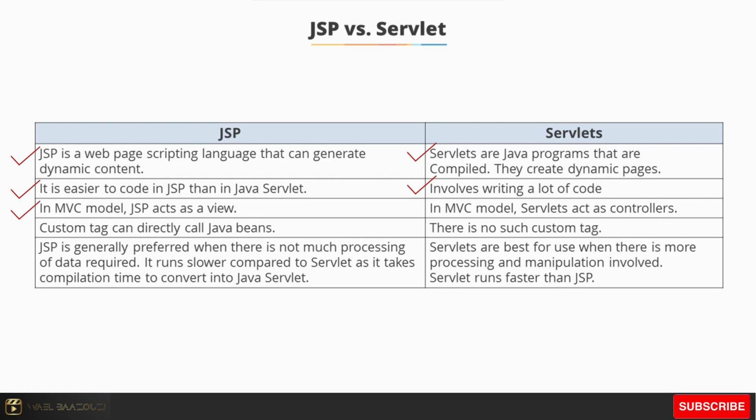In the MVC model, we saw that the JSP acts as a view. Custom tags can be used, which can directly call Java beans. JSP is generally preferred when there is not much processing of data required. It runs slower compared to servlets as it takes compilation time to convert into Java servlet. On the servlet front, in MVC model, the servlets act as a controller. There is no such custom tag option available in servlets, and servlets are best for use when there is more processing and manipulation involved. Servlets also run faster than JSP.